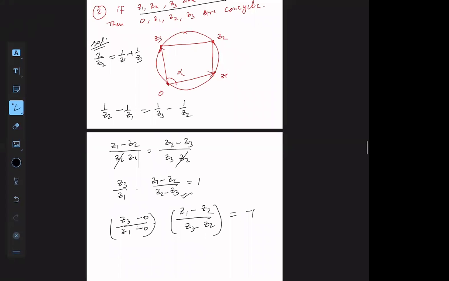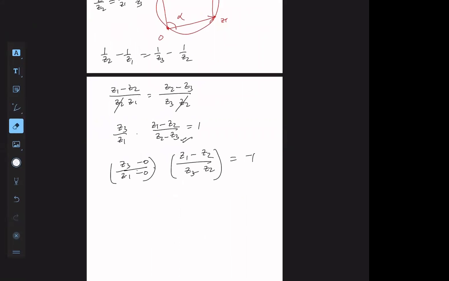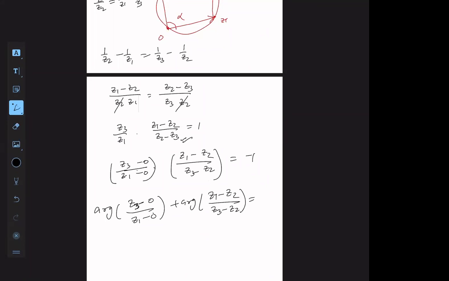हाँ बेटा, Z3 इसका सबसे पहले इसका मीनिंग समझ में आ रहा है ना. तो यदि मैं इसमें आर्गुमेंट लेता हूं तो क्या हो जाएगा? आर्गुमेंट ऑफ Z3 माइनस 0 अपॉन Z1 माइनस 0 प्लस आर्गुमेंट ऑफ Z1 माइनस Z2 अपॉन Z3 माइनस Z2 इज इक्वल टू आर्गुमेंट ऑफ माइनस 1. What is argument of minus 1? It is pi. So now can you interpret this one, first one?